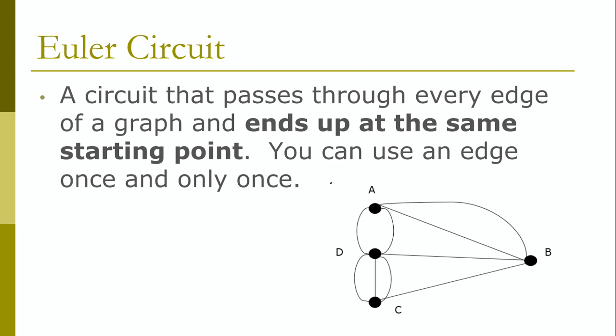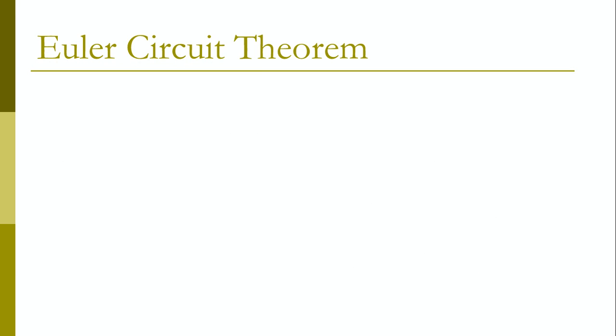So by definition, a Euler circuit is a circuit, which, remember, a circuit has the same start and end point. So it's a circuit that passes through every single edge of the graph and ends back up at the same starting point. You can only use the edges once and only once. Now, not every graph has a Euler circuit. Two of the requirements for whether or not it has a Euler circuit come from our Euler circuit theorem.